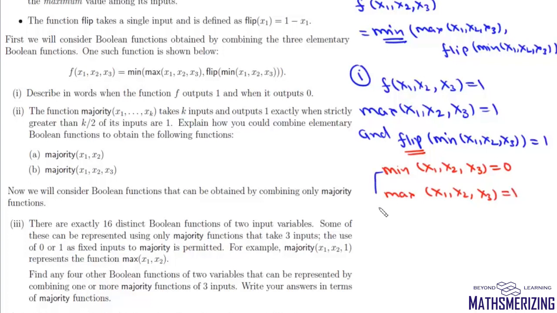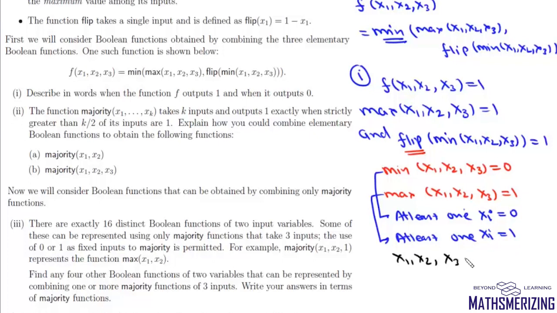Now minimum is 0 when at least one xi is 0, and this maximum is 1 when at least one xi is 1. So out of x1, x2 and x3, it can have inputs as either 0, 0, 1 or 0, 1 and 1 and their permutations. Now we have to find the second case when this function takes the value 0.